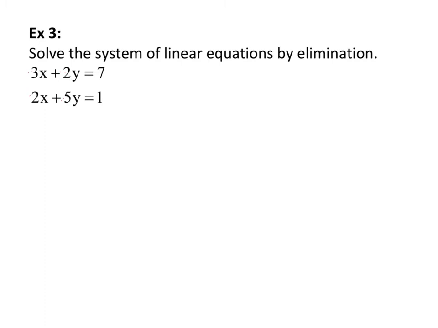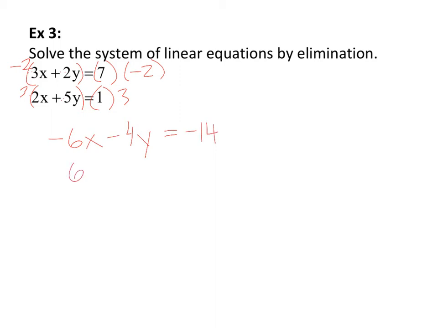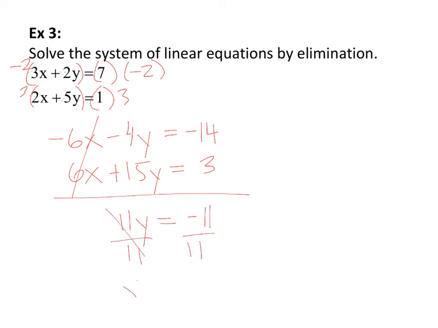So let's see, I'm going to cancel out x. I'll multiply this one by -2, so I have opposite signs. I'll multiply this one by 3. Then I end up with -6x minus 4y is equal to -14. And then I have 6x plus 15y is equal to 3. Cancel out the x's. I get 11y equals -11. Divide by 11, and y is equal to -1.